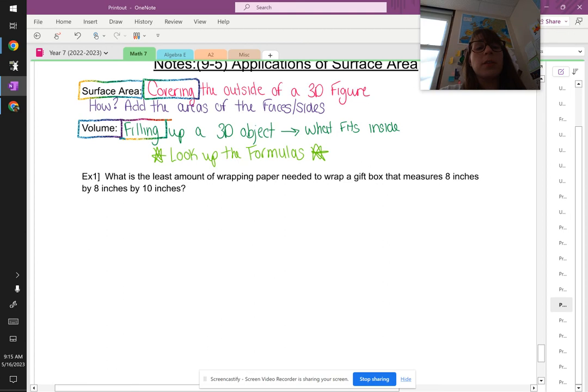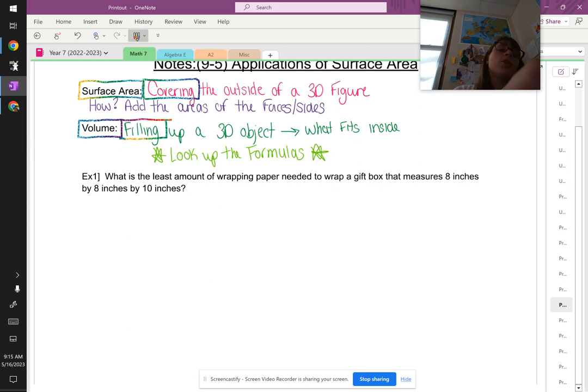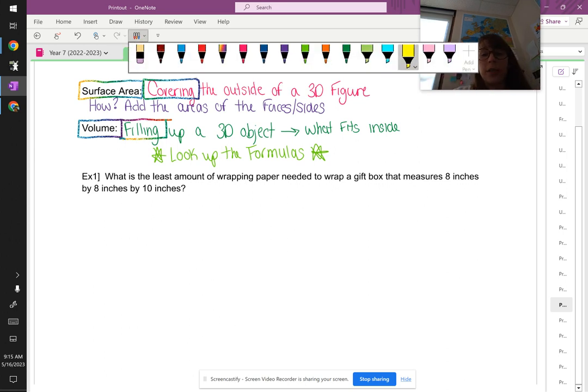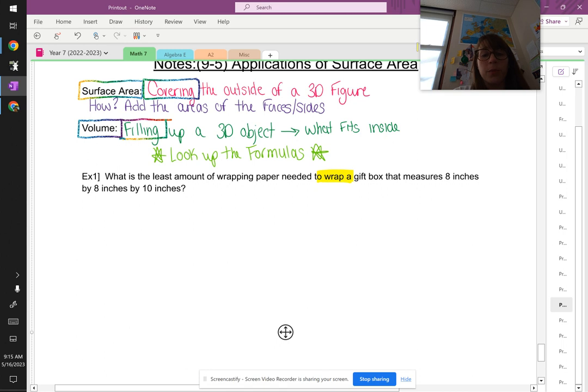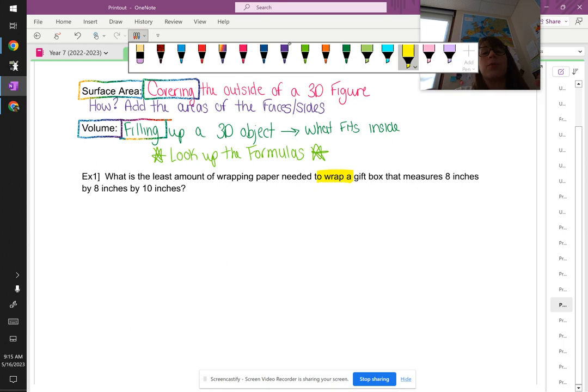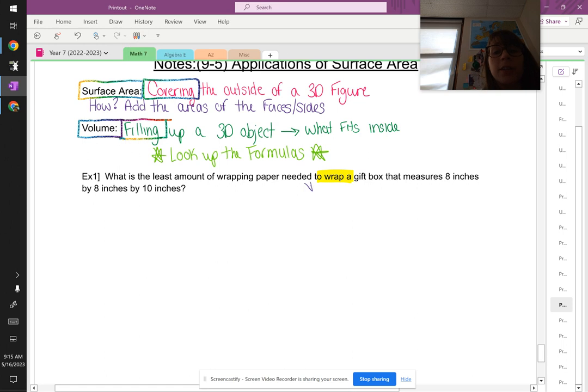Example 1. What is the least amount of wrapping paper needed to wrap a gift box that measures 8 inches by 8 inches by 10 inches? So, first thing, keyword here is wrapping. I'm wrapping a gift box, which is a red flag. Well, just a flag, doesn't have to be red. It is a flag that tells us we're looking about surface area.